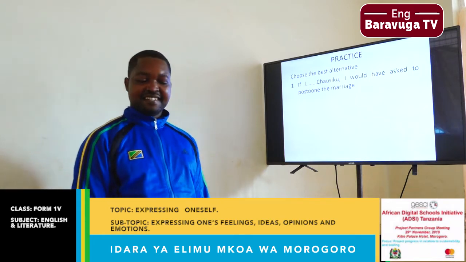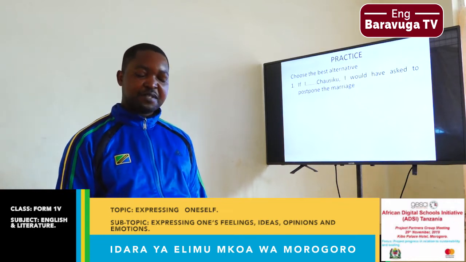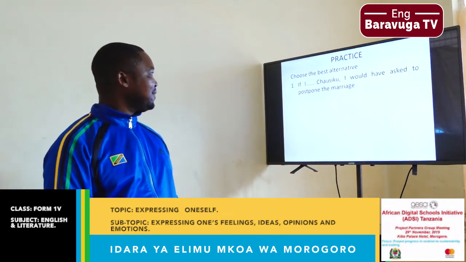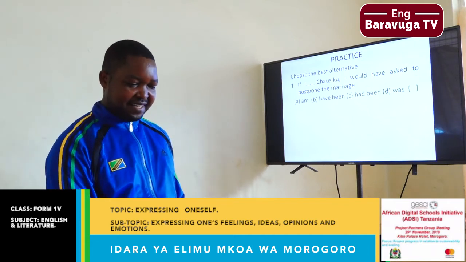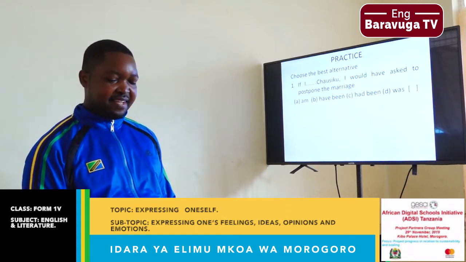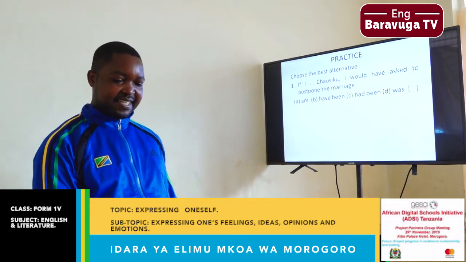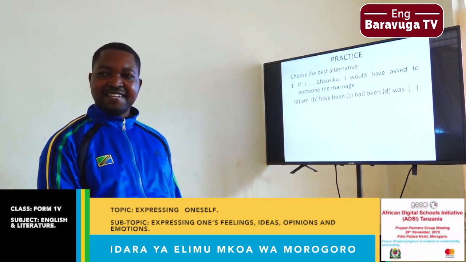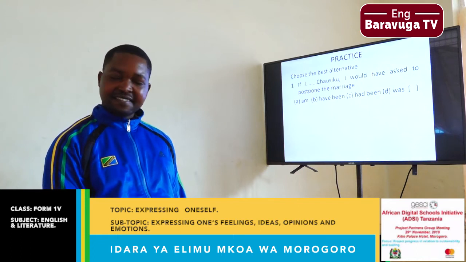Question number 1. If I dash Chelsea, I would have asked to postpone the marriage. These are the multiple choice. A, am. B, have been. C, had been. D, was. My dear students, can you take time to ponder the correct choice, the correct answer?